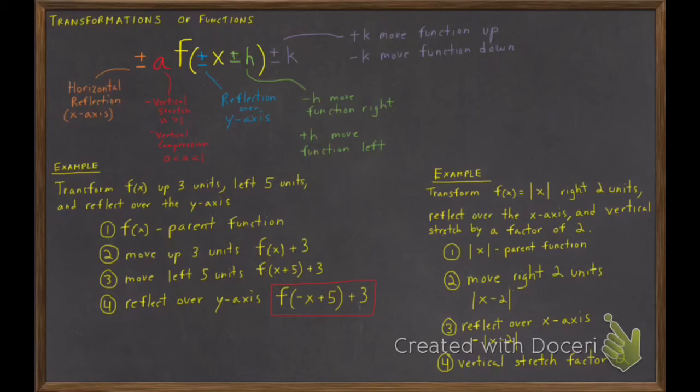Well, the factor of 2, the vertical stretch, is the parameter a. So it's greater than 1, so it must be a vertical stretch. So the 2 must come outside of our function. So if our function was negative absolute value x minus 2, our new function must be negative 2 absolute value x minus 2. And we will square that, because that is our final answer.